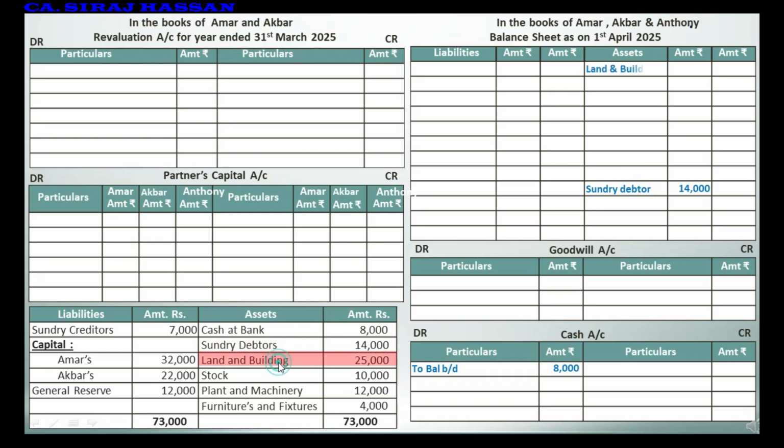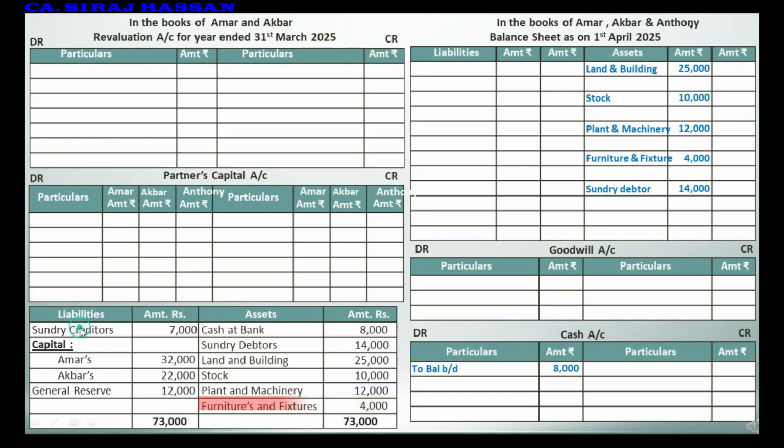Then we have land and building, rupees 25,000. That will go to the balance sheet inner column, there being an adjustment. After that we have stock. Stock 10,000 will go to the balance sheet asset side inner column. After that plant and machinery 12,000, balance sheet inner column asset side. After that we have furniture and fixtures 4,000, balance sheet asset side inner column. We have completed the posting of the asset side.